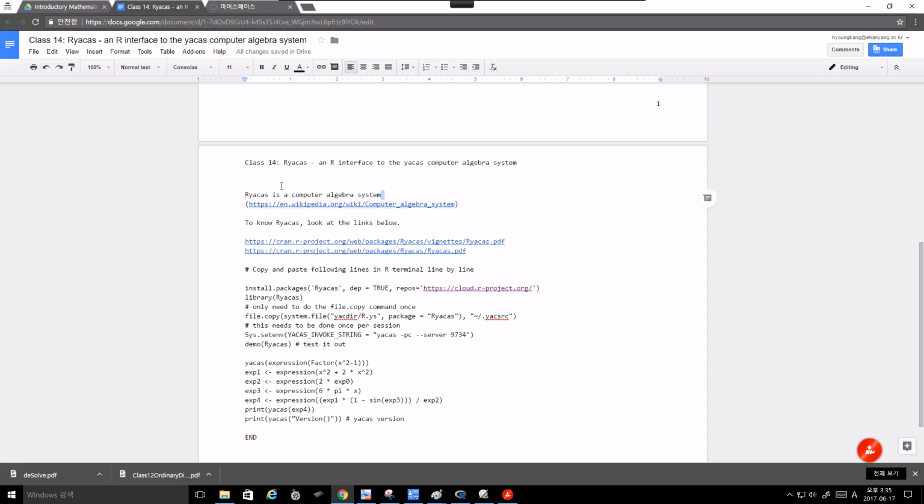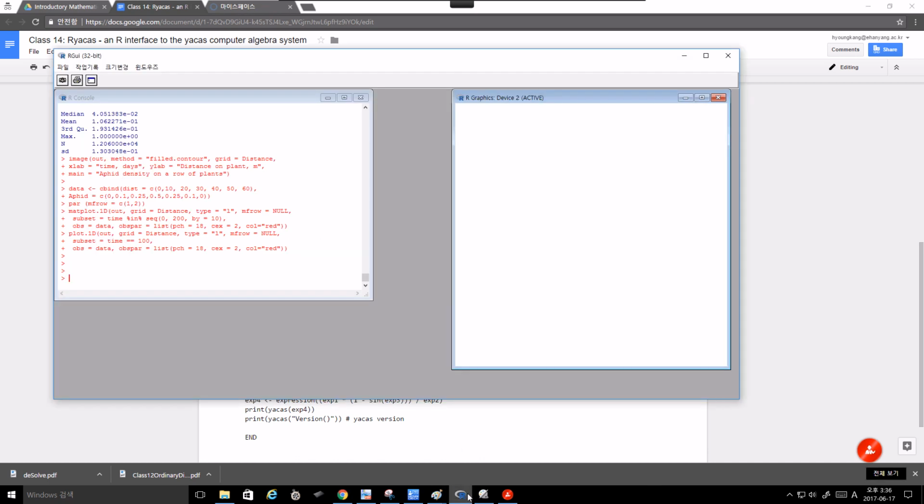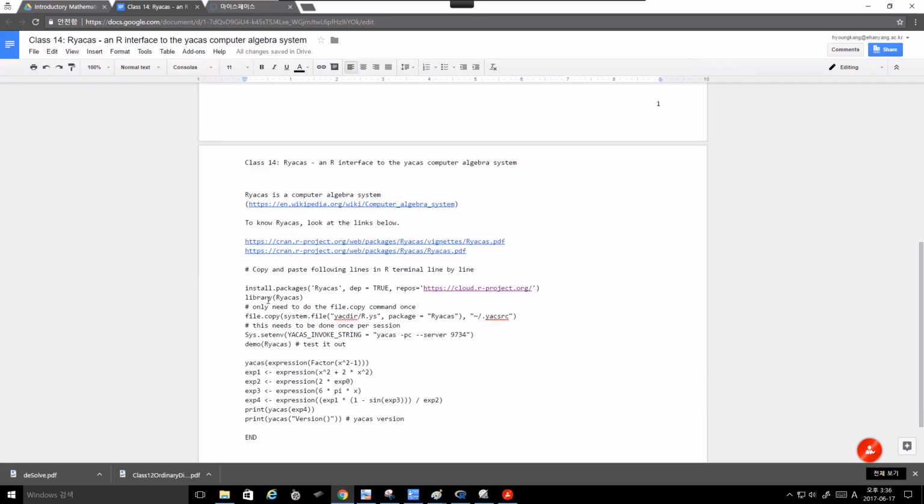In order to use Ryacas, you can take a look at this link or this link. But before you do, you have to install Ryacas. So I want you to copy and paste the following lines in the R terminal line by line. So let's start R. So in R, install package.